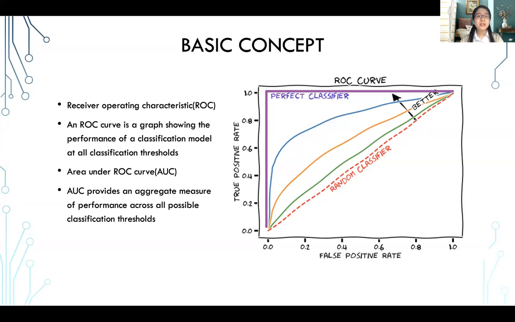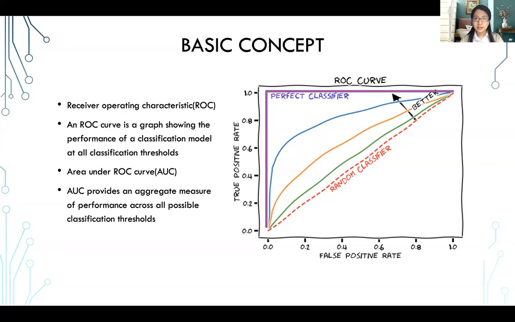ROC simply represents receiver operating characteristic, and ROC curve is a graph showing the performance of classification models at different thresholds. From the graph here, as we can see, all the color lines represent the ROC curve. And AUC simply represents area under curve. And the curve here means the ROC curve.